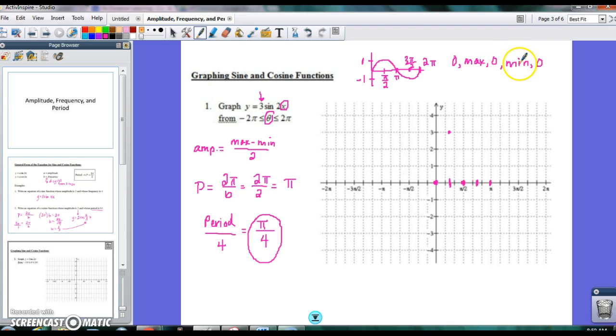My next one is the minimum. If I went up to 3, I have to go down to -3. So at my next pi over 4 interval, I'm down at -3. Then my next point is back at 0. So at my next pi over 4 interval, I'm back at 0.